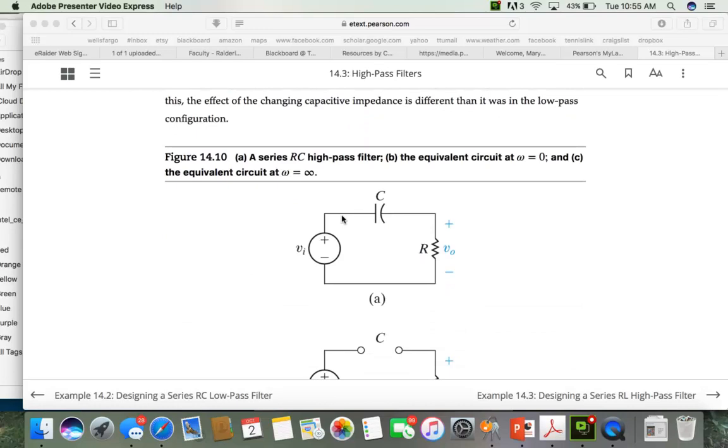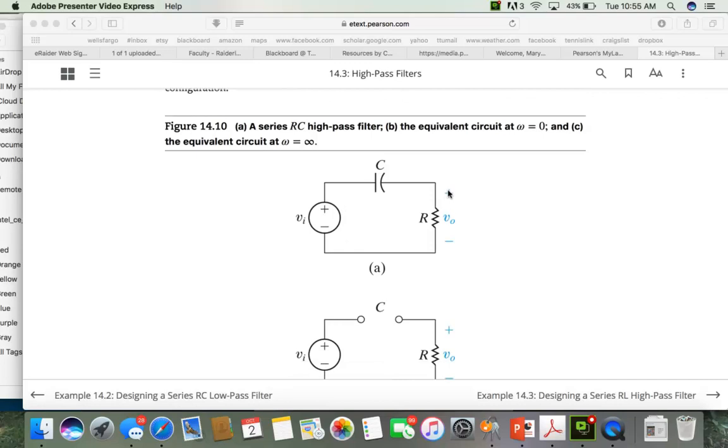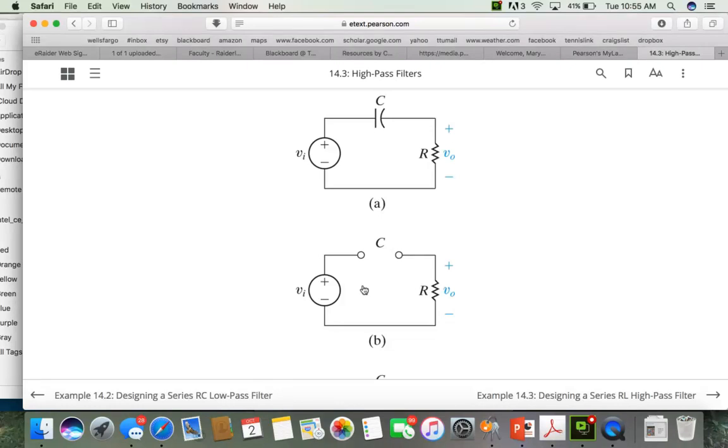The series RC high pass filter is different from the series RC low pass filter because in the high pass filter we take the voltage output across the resistor. That is because the impedance of the capacitor at very low frequency appears to be infinite. So remember, at DC a capacitor is open. So we have this open circuit under DC conditions and for very low frequency conditions. In that case, no voltage will appear across the resistor because it will all appear across the open circuit.